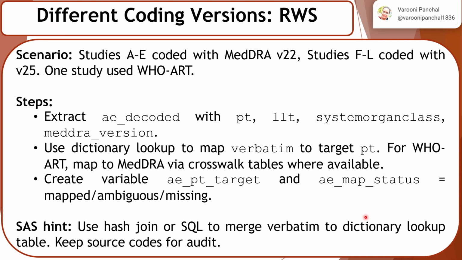So all these variables you need to keep, so that in future if you want to see the traceability, you can check back as to what was coded in the earlier study and what is now coded. Looking also at the version number, always try to ensure that you keep it in that specific dataset whenever you are doing this.